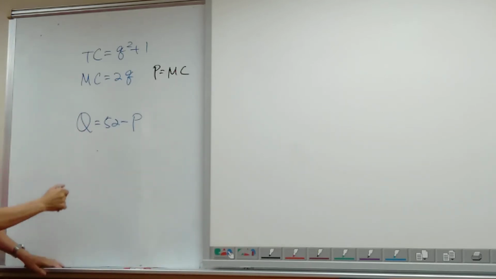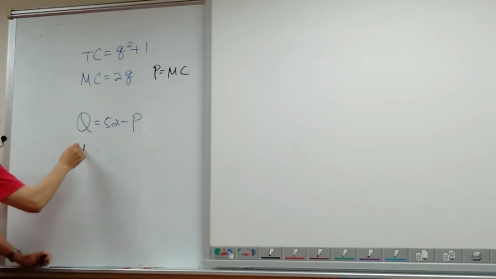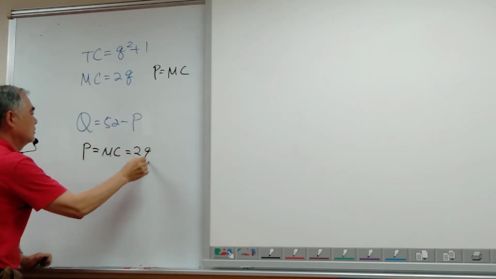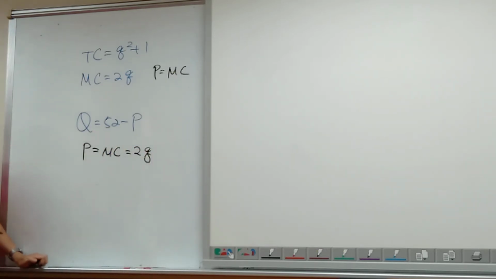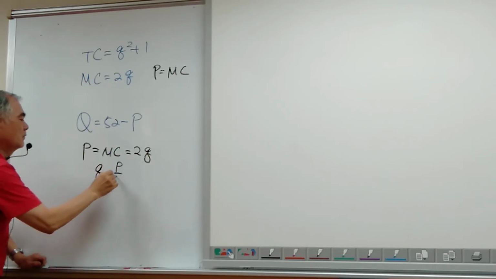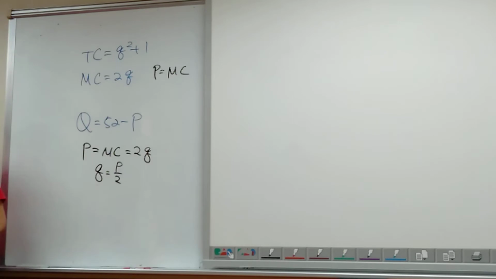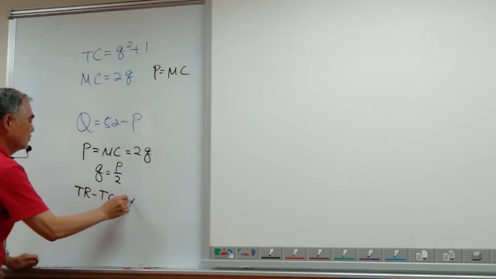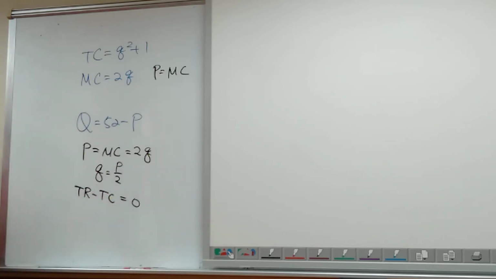So you have P is equal to MC is equal to 2Q. Okay? And so then Q is equal to P over 2. Any question to this point? And the hint is that in the long run, we're going to figure out what's the long run. So in the long run, total revenue minus total cost is equal to 0. Okay? Any questions?